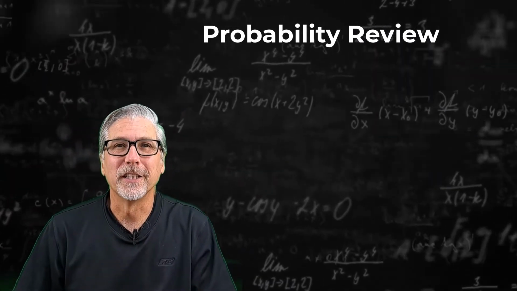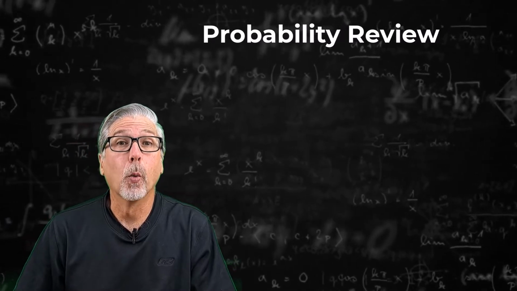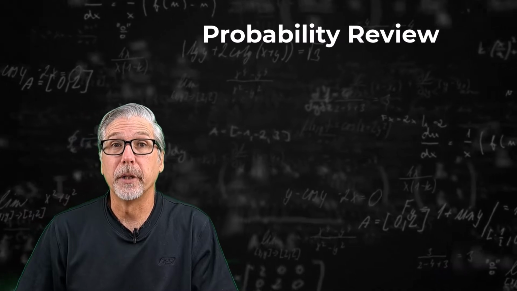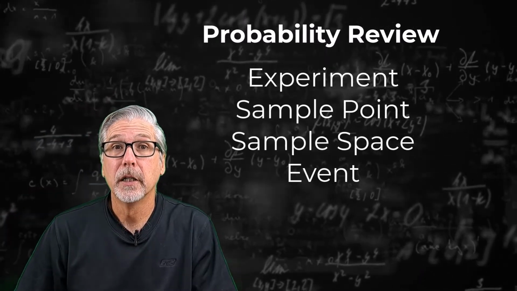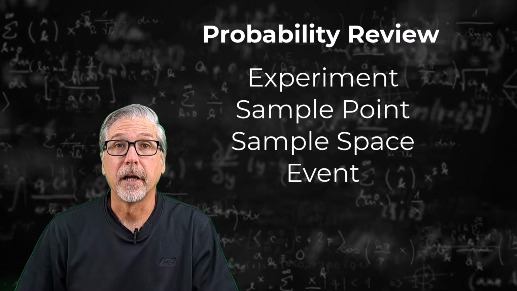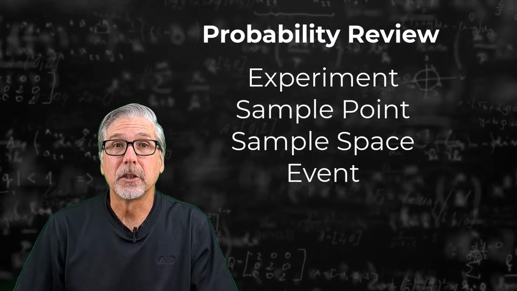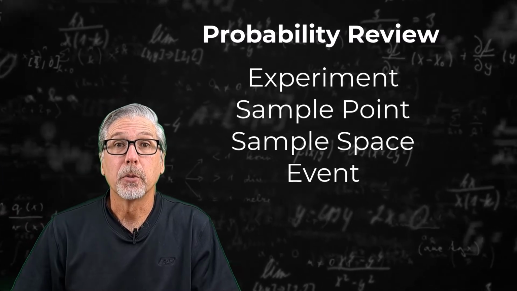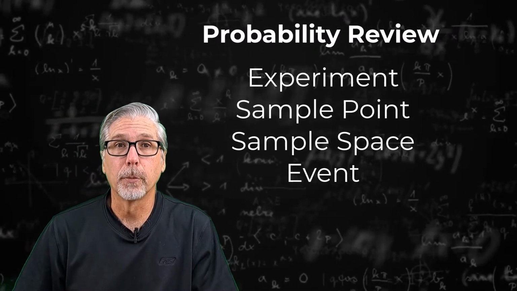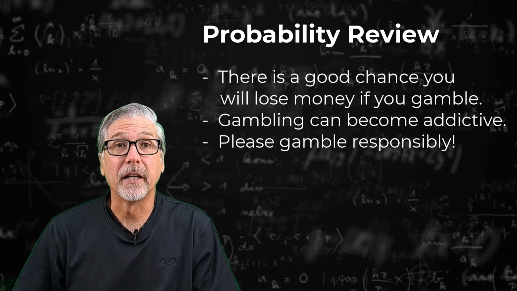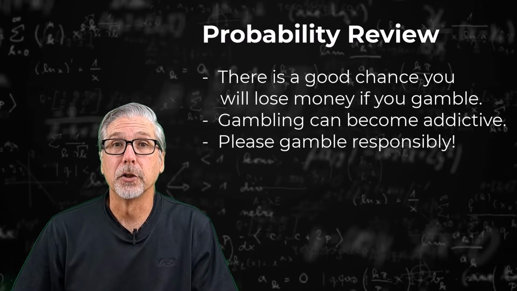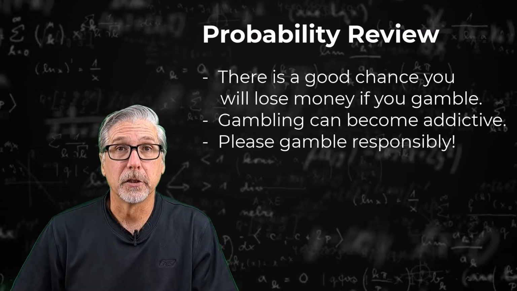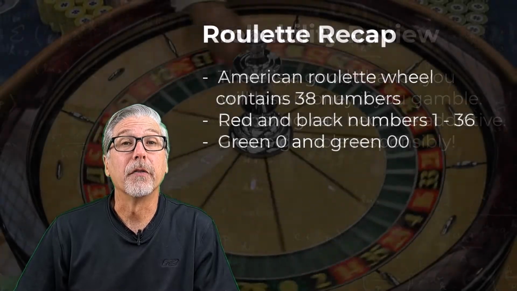Mark here from 6-Minute Statistics, and I want to continue our conversation about the wonderful world of probability. In my first probability video, I talked about some basic probability terms like experiment, sample point, sample space, and event. This video adds to that discussion as I look at a variety of the types of events that we can see. Please make sure you've watched that video first before proceeding here. The same warning I made in that video about the danger of gambling applies to the roulette and card examples that I use in this video. Please gamble responsibly.